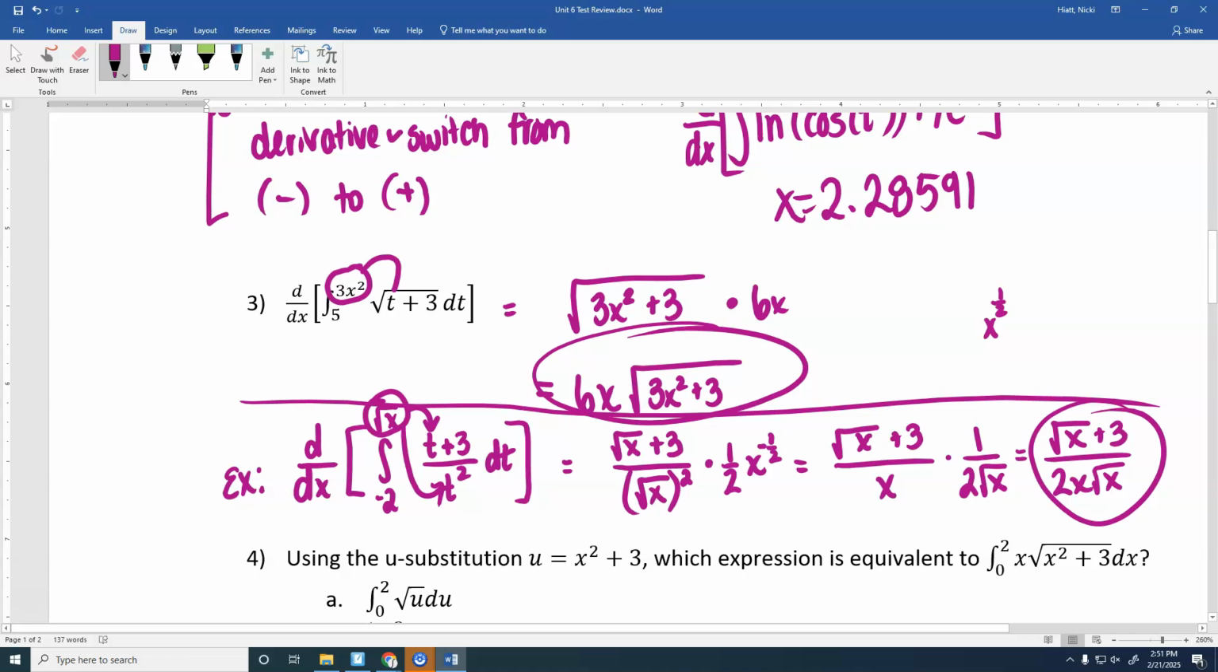So if you're taking the derivative of an integral, just plug in that top limit. The bottom one should be a number. It doesn't matter what that number is as long as it's a number. And then multiply by the derivative of that top limit right there.